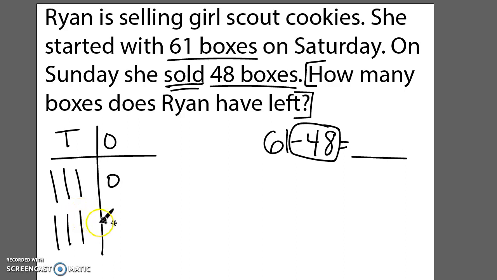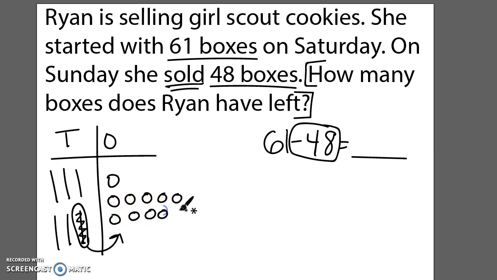So where do we get these 1s from? We're going to come over here to the 10s and grab a 10, and we're going to decompose it into the 1s or break it apart. So we're going to break this 10 apart so that now I have 1, 2, 3, 4, 5, 6, 7, 8, 9, 10 1s. This 10 stick is the same as these 10 1s.